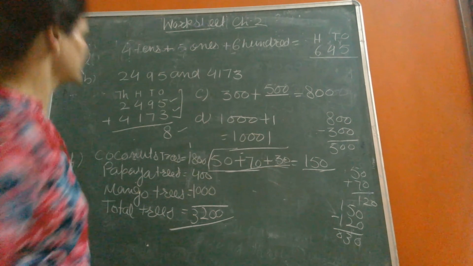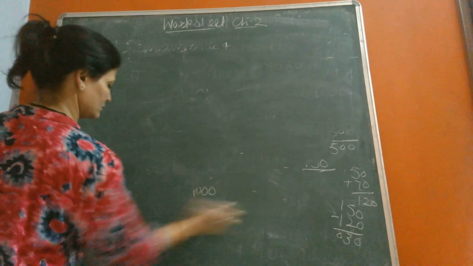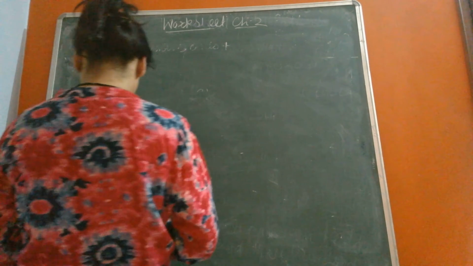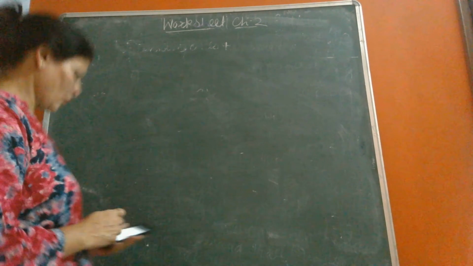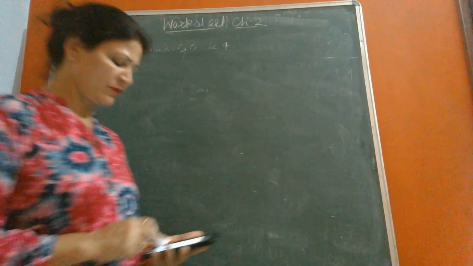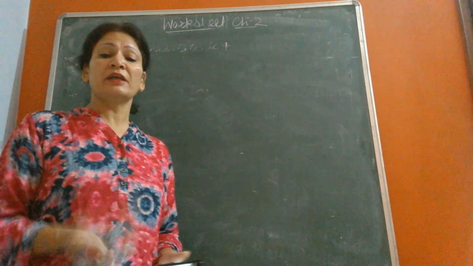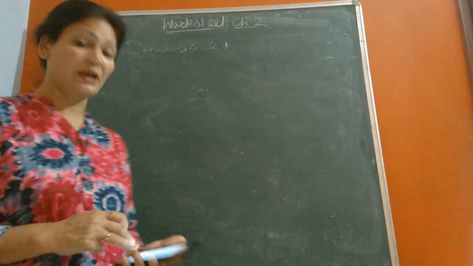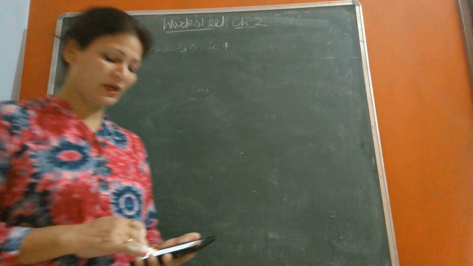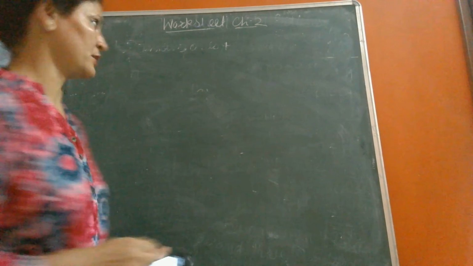Now the next question is: Rima sold 28 toffees and 45 chocolates. Veena sold 18 toffees and 54 chocolates. Who sold more toffees and chocolates? How many toffees did Rima sell? 28 and chocolates 45. Veena sold 18 toffees and 54 chocolates. Who sold more toffees and chocolates?